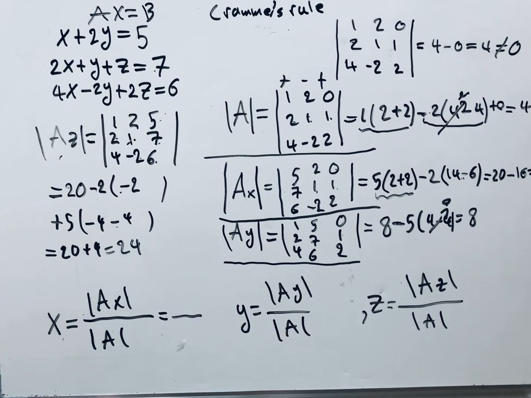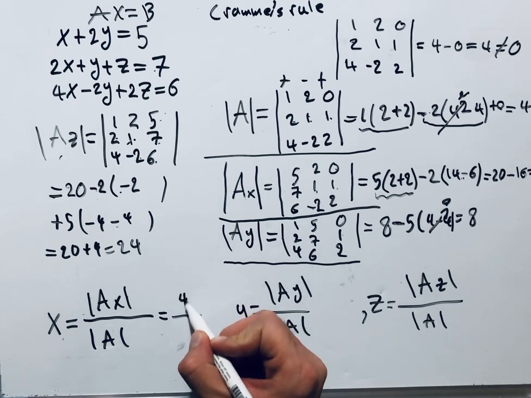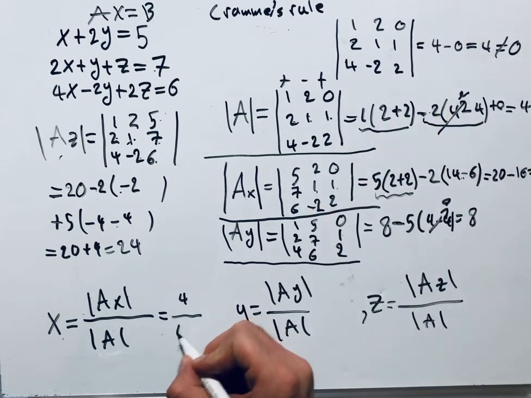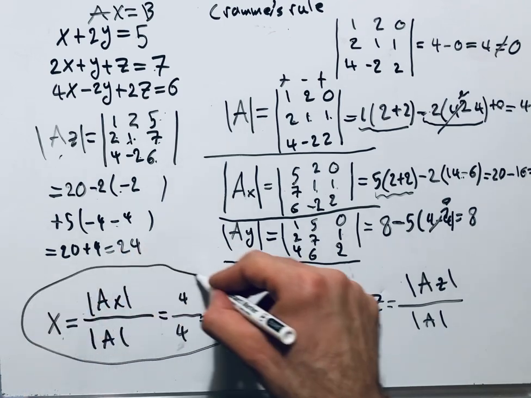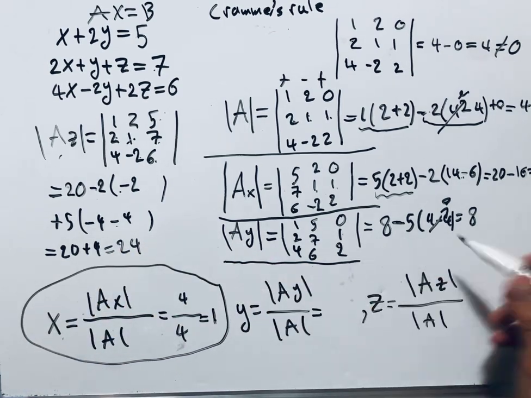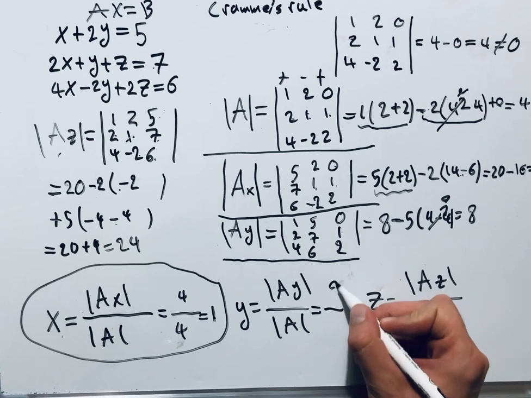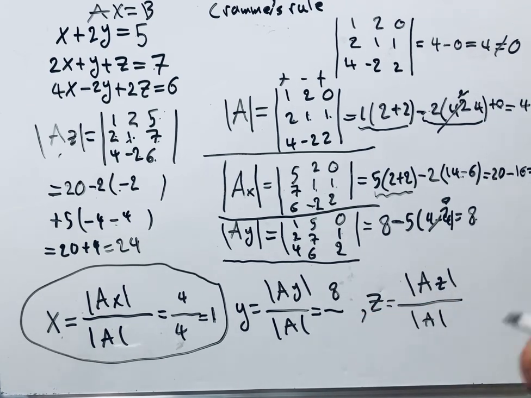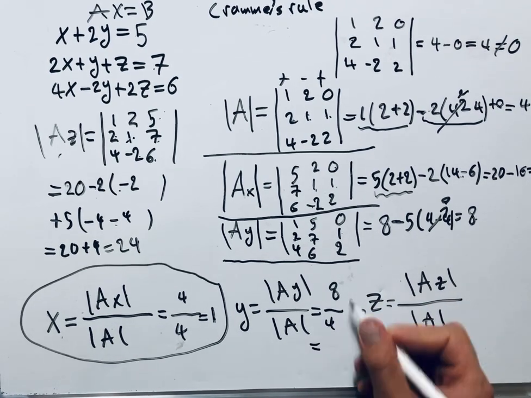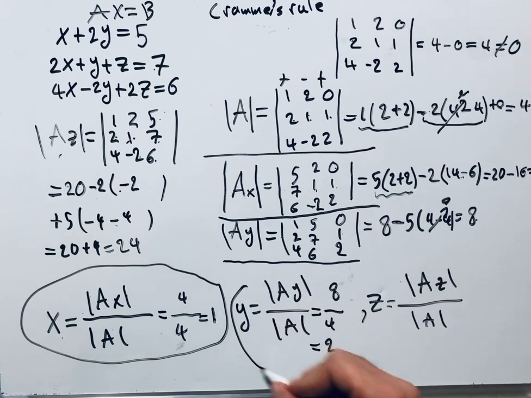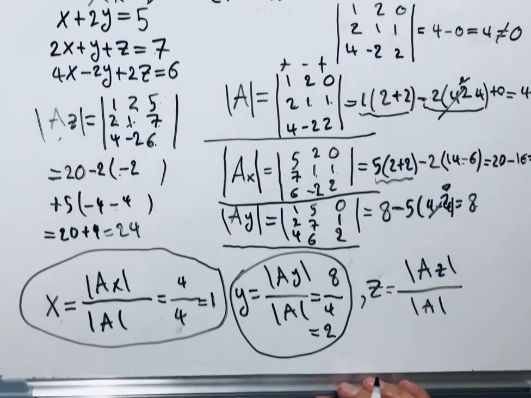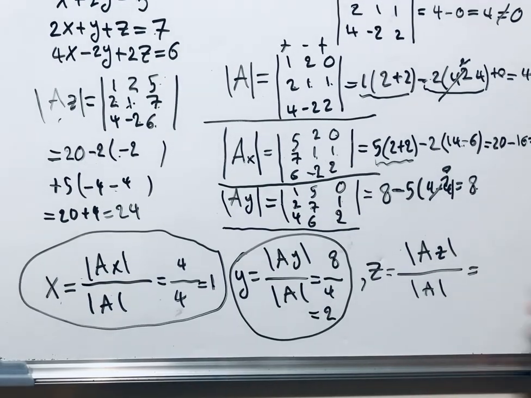So A sub x was actually, what was it? It was 4, right? So 4, and then the determinant itself was 4, right? So 4 over 4 is 1. So x, the value of x is 1, right? And then for y, A sub y is actually 8, okay? We calculated this. And then again, A is 4. So 8 over 4 gives you 2. So y is 2. And then lastly, A sub z was 24, right?